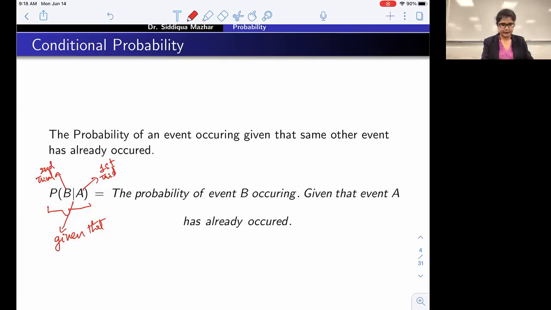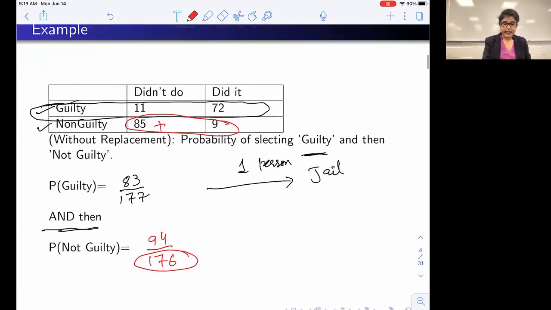Like in my last example, I need to find out in the second trial the probability of a not guilty person given that finding a guilty person has already happened. This is what we need. This is the same thing we represent in conditional probability, because here we have done two experiments. The second experiment is after the first experiment. When you do some experiment after the first one, there we need conditional probability.